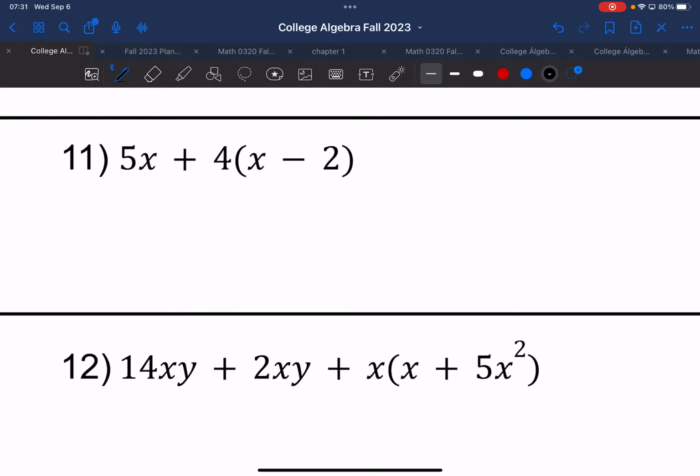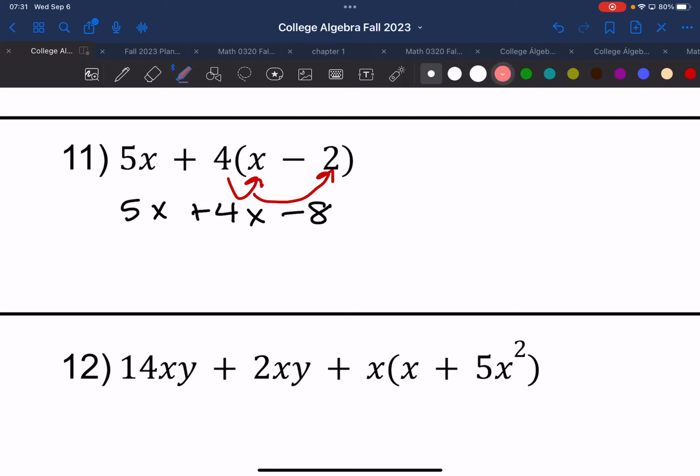So on number 11, what would be our first step? Good, the parentheses. Since we can't simplify those parentheses though because of that variable, what are we going to be doing with that 4? Distribute. So we're going to distribute the 4. That's our first step. So 5x plus 4x minus 8. Do we have like terms? Okay, what are they? 5x and 4x. Perfect. So this is 9x minus 8. Any more like terms? No. So this is my answer.